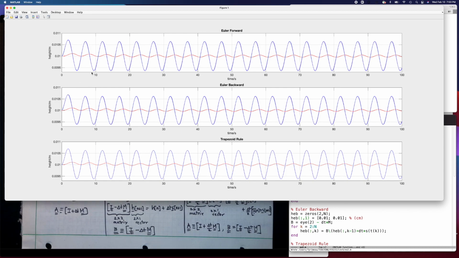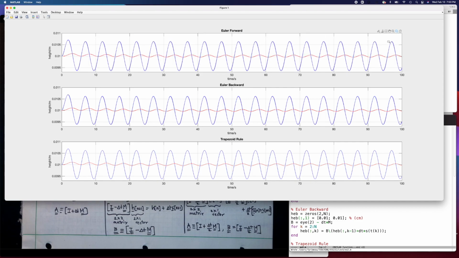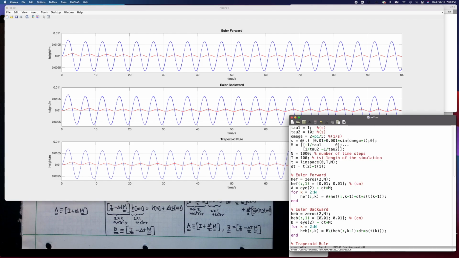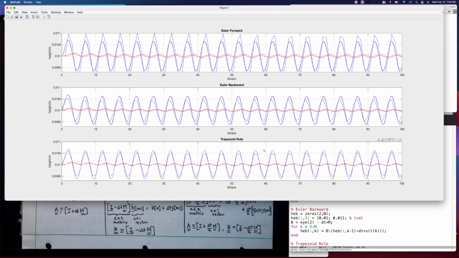But for the first two you start to see some differences, especially at the low end here. If I zoom out, you can see they don't quite match. And that's true of both the Euler forward and the Euler backwards. Let's do it one more time. All right, now they all have errors, but again, these two seem to get a bigger error than the trapezoid rule.